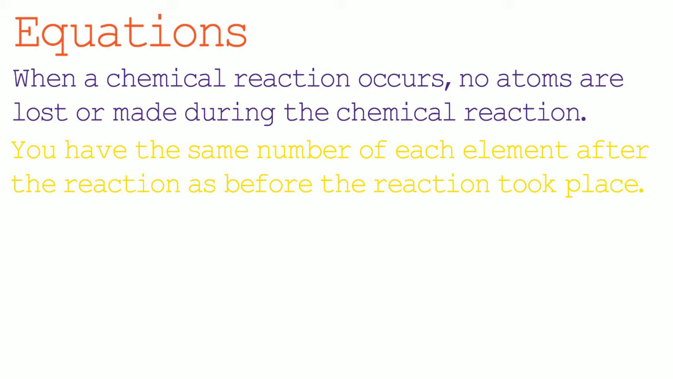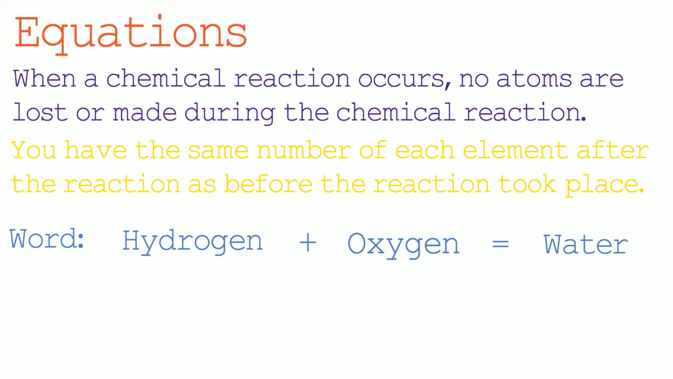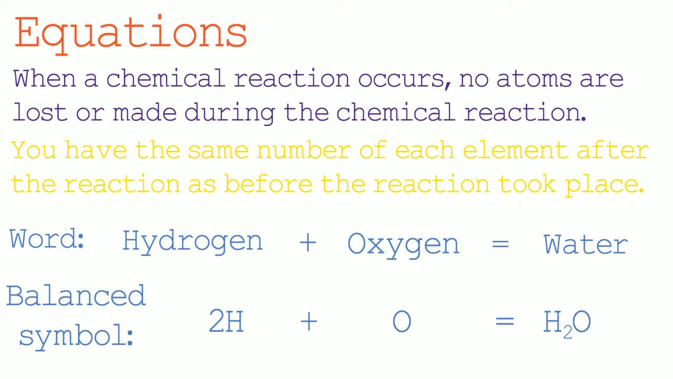So if we take the compound water, the word equation will be hydrogen plus oxygen equals water. And the balanced symbol equation will be 2H plus O equals H2O. When writing out the symbol equation, one needs to make sure that it is balanced. This means that there are the same number of each element before and after the reaction, i.e. there are the same number of each element on each side of the equal sign. The easiest way to make sure that an equation is balanced is to find an element that is currently unbalanced and to start adding numbers in front of the entities so that it balances.